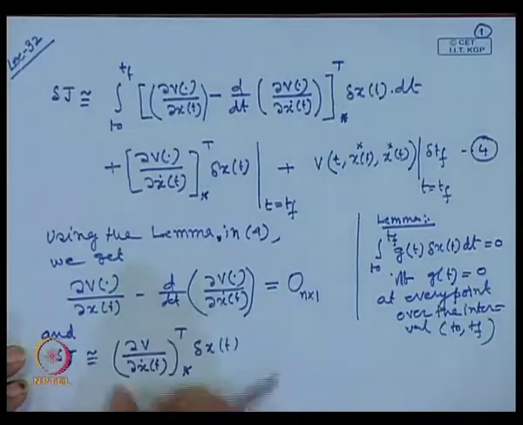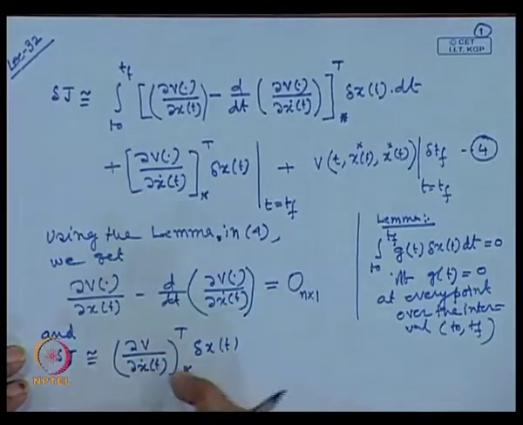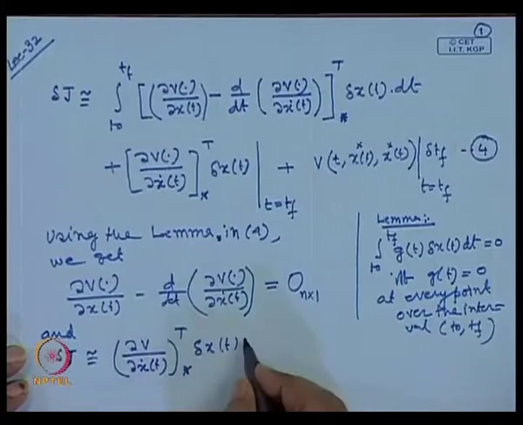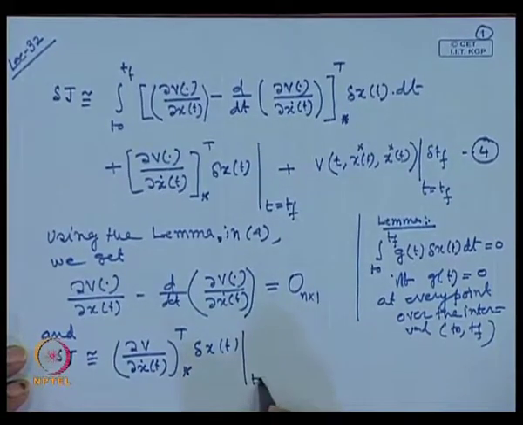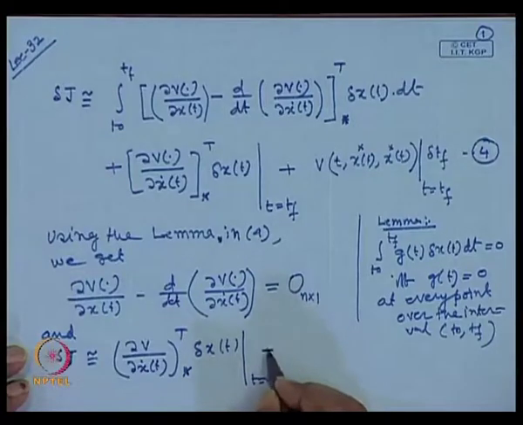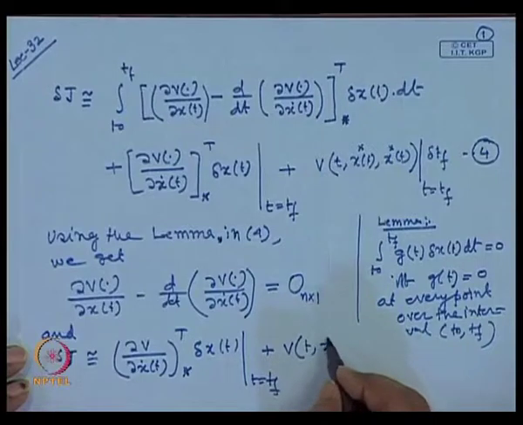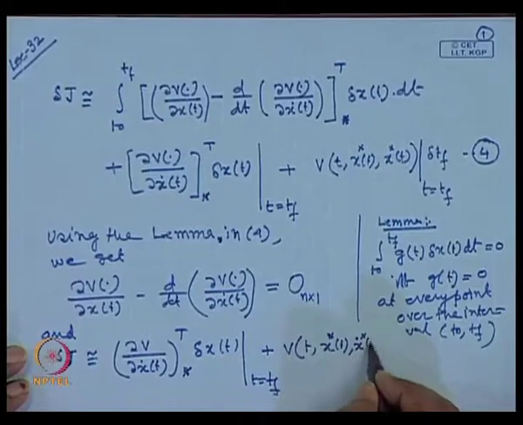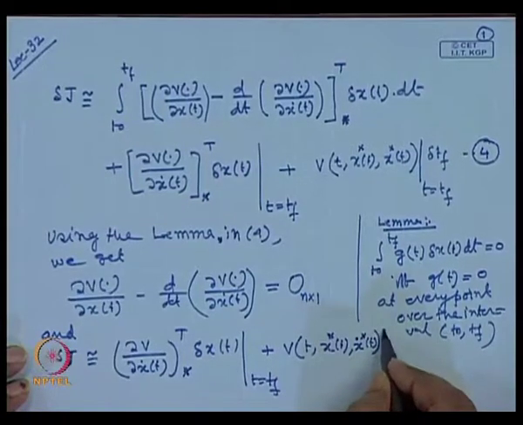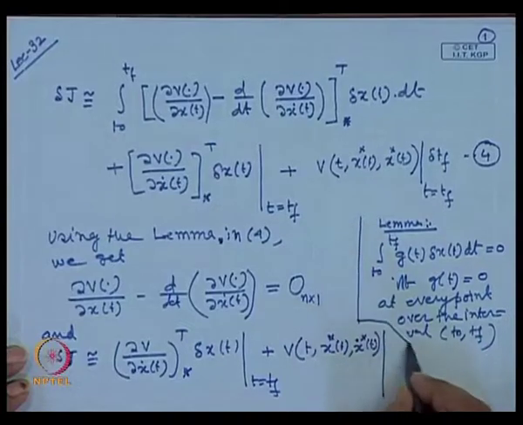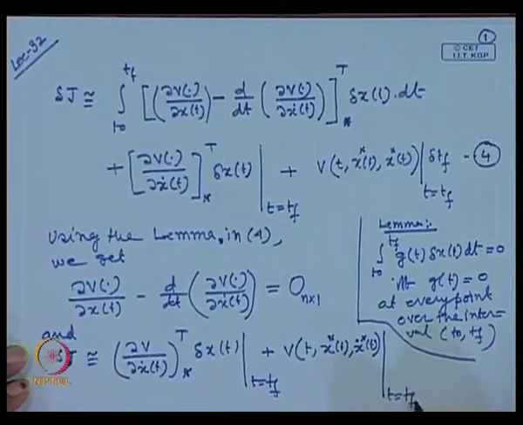This is a column vector, so you have to take the transpose when you write it, and this you have to calculate at t equal to T f, plus v of x star of t, x dot star of t, the whole at t equal to T f, into delta T f. That is what we can simplify here.